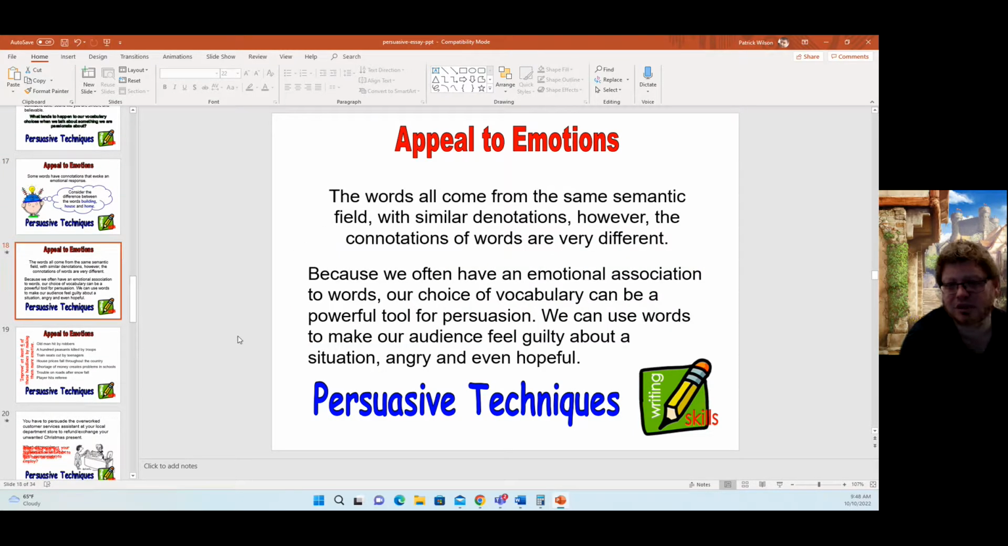The words all come from the same semantic field, similar in denotation. However, the connotations of the words are very different because we often have an emotional association to words. Our choice of vocabulary can be a powerful tool for persuasion, depending on what you choose for your words. You can use words to make our audience feel guilty about a situation, angry, and even hopeful. So again, this might be where the dictionary and the thesaurus come into play. You have all of that at your fingertips.